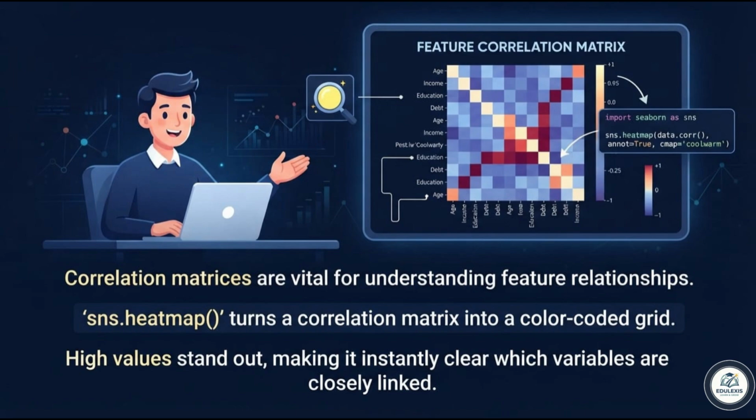Correlation matrices are vital for understanding feature relationships. sns.heatmap turns a correlation matrix into a color-coded grid. High values stand out, making it instantly clear which variables are closely linked.